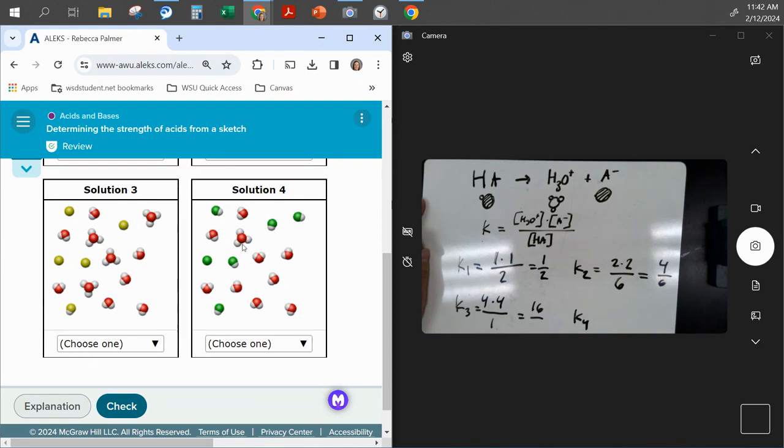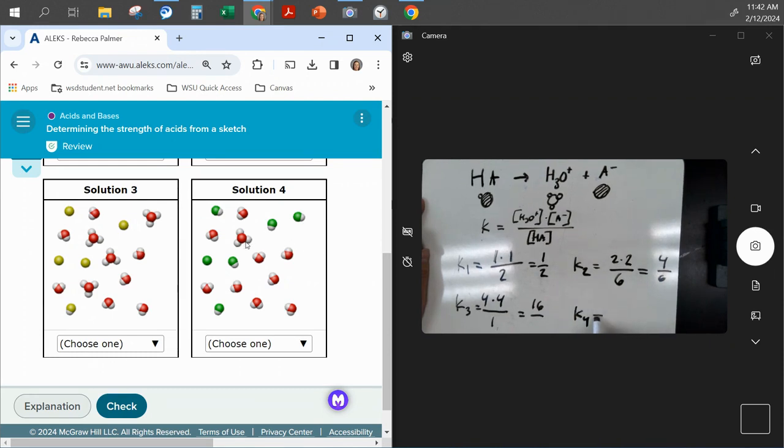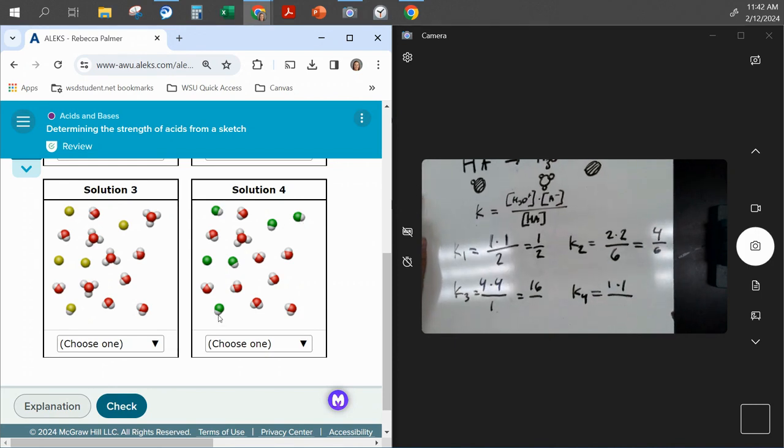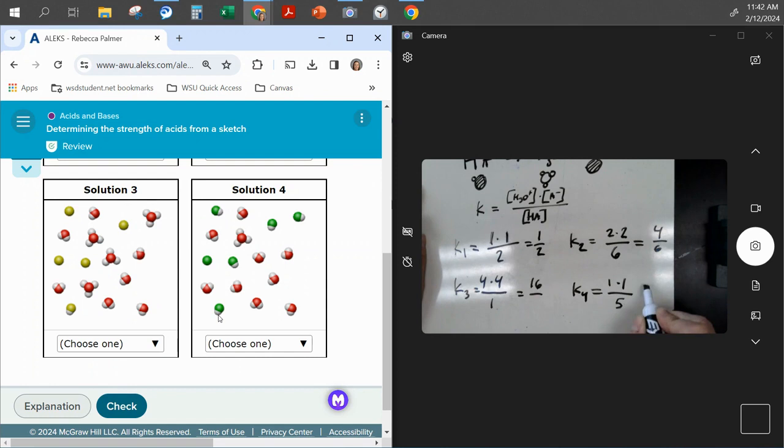And then the last solution, look for hydronium. We have 1 hydronium. And we have 1 conjugate base. And then we're going to look for the original acid with hydrogen. So 1, 2, 3, 4, 5. So that will be 1 over 5.